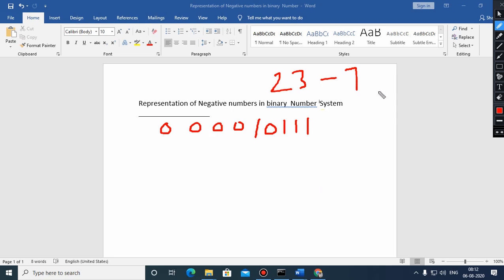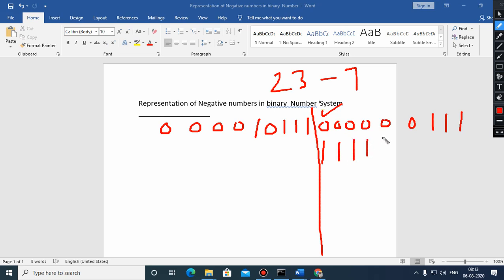Okay. Now minus 7, how can we write it? It is positive 7, and just add 5 zeros in front of this. This is positive 7. One more bit is needed, which is 0. This 0 is representing the sign bit. And now convert this in one's complement. So it is double 1, 1, 1, 1, 1 and triple 0. This is minus 7 in one's complement.